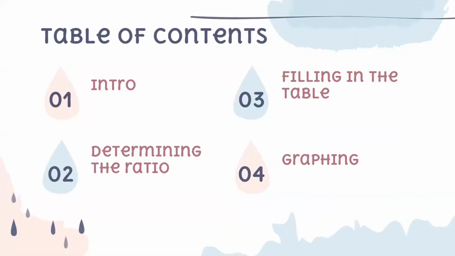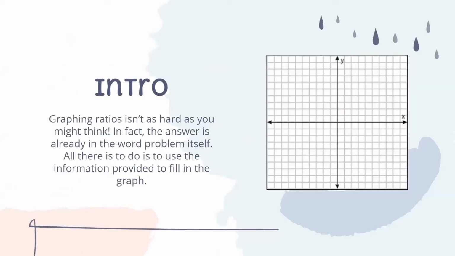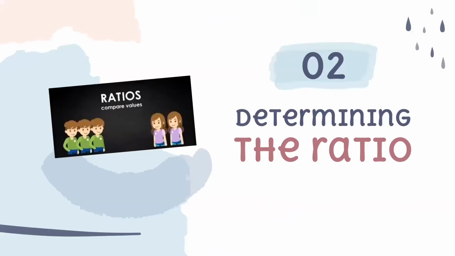Let's look at our table of contents. First, we have our introduction, then determining the ratio, filling in the table, and lastly, we're going to be looking at graphing. Intro. Graphing ratios isn't as hard as you might think. In fact, the answer is already in the word problem itself. All there is to do is to use the information provided to fill in the graph.